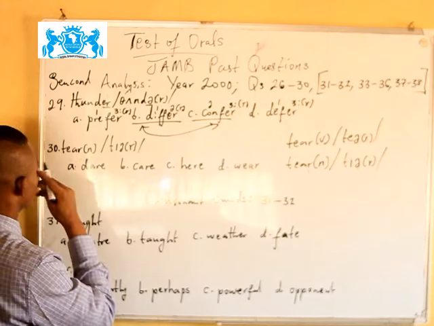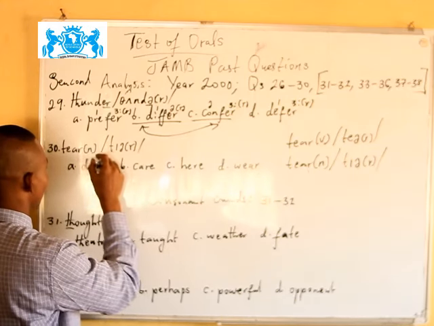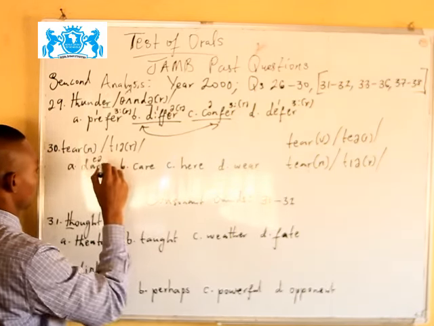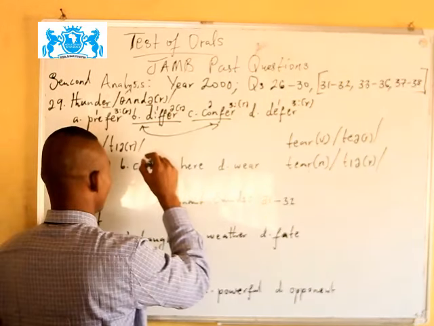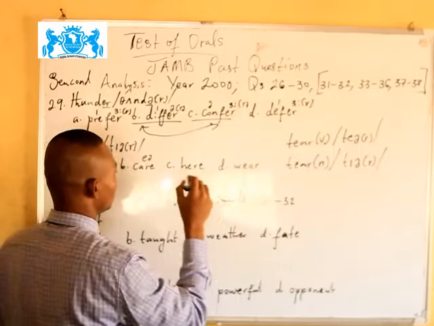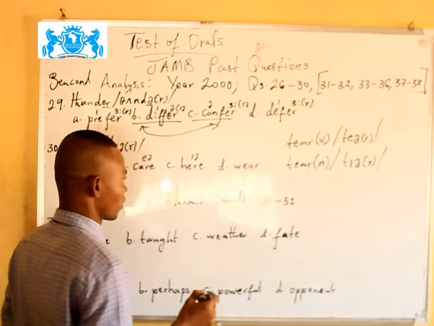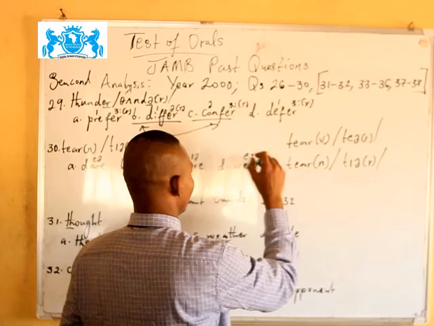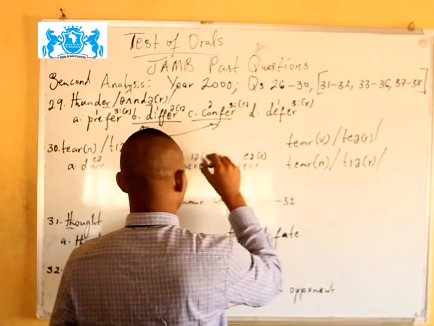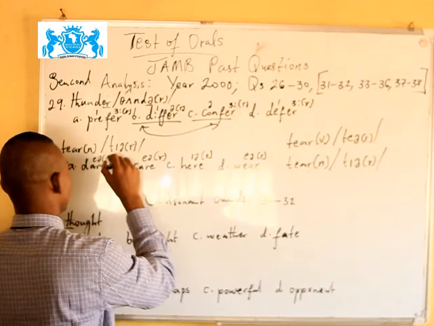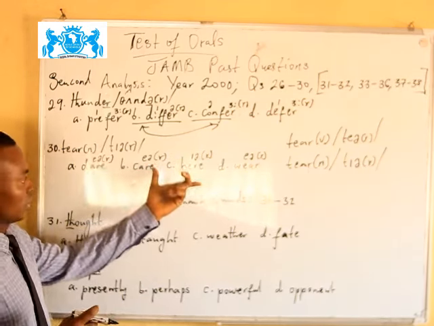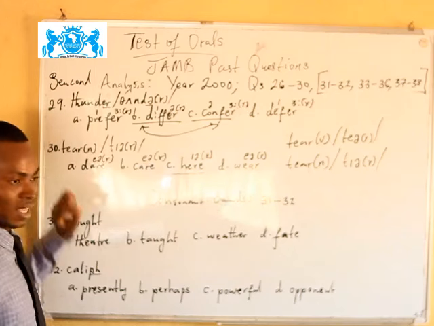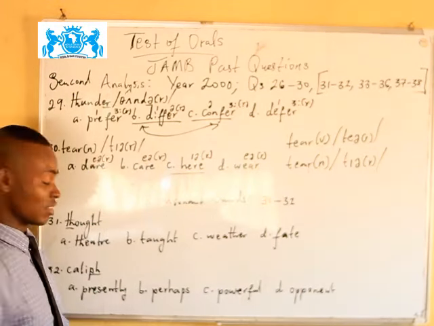Therefore, we have here in option A, there. In option B, care. In option C, here. And in option D, where. So all of these can take R if we wish. Checking critically, it's option C that has the same vowel sound as the one given in number 30, and that makes it our correct answer.